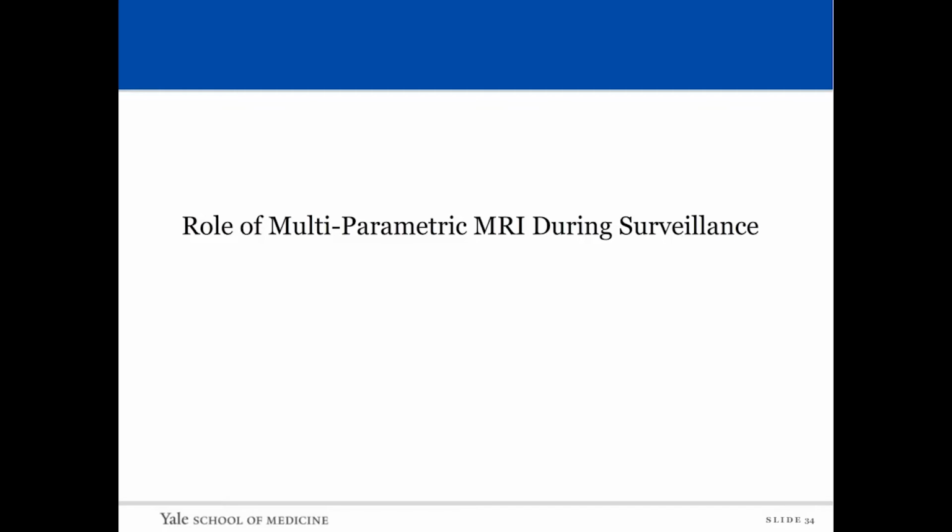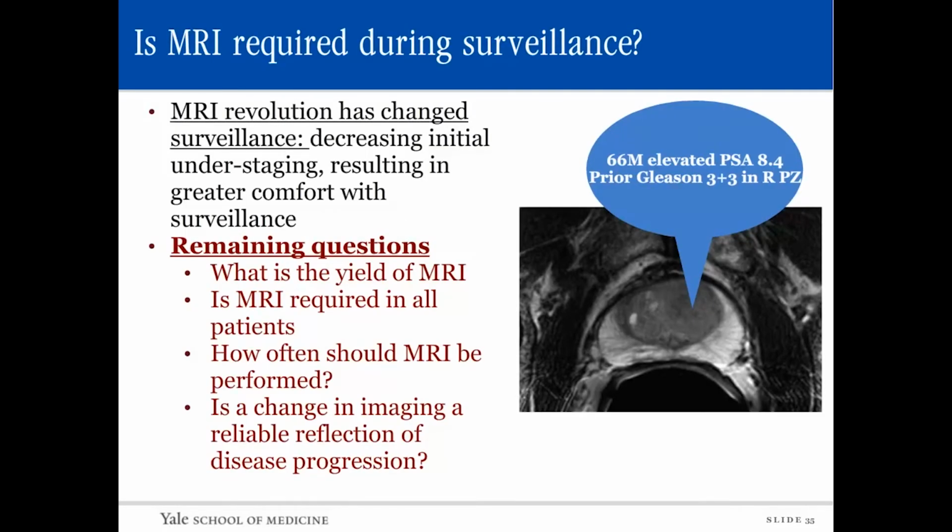I think in 2017, I would be remiss to talk about surveillance protocols and not mention multiparametric MRI. So undoubtedly, the MRI revolution has changed surveillance in the United States, decreasing initial understaging, potentially resulting in greater comfort in surveillance. And this is a real patient who had a Gleason 3+3 tumor who was on surveillance, who had a PSA of 8.4, and who underwent a multiparametric MRI and was found to have an infiltrative central gland lesion, which was identified on biopsy as a pattern 4+4 and was ultimately treated.